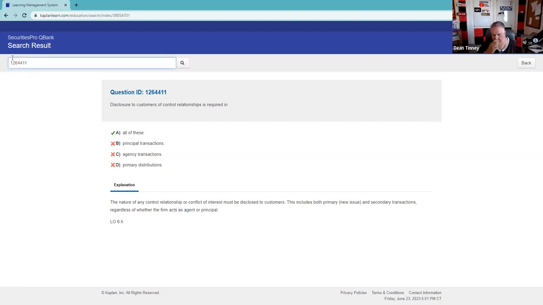That was tough, but again, I think this is fair. I'm just not sure that unless you know what a control relationship is and what that means, you'd be able to answer this question. I think this is more like a 24 or a 9-10 question. 9-10 is sales supervisors and 24 is general securities principal.